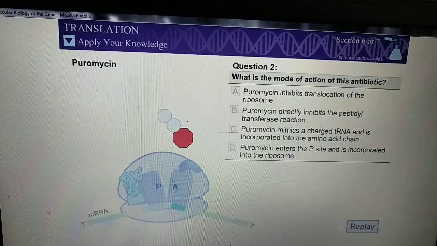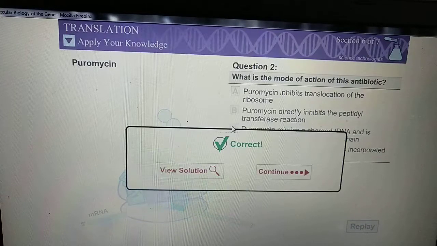Question 2. What is the mode of action of this antibiotic? Correct.